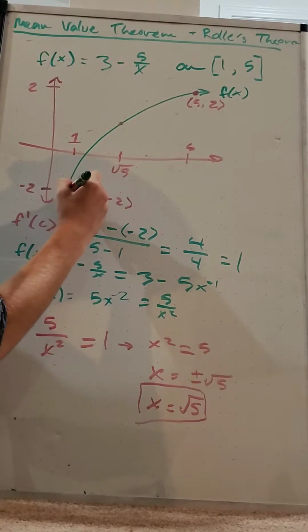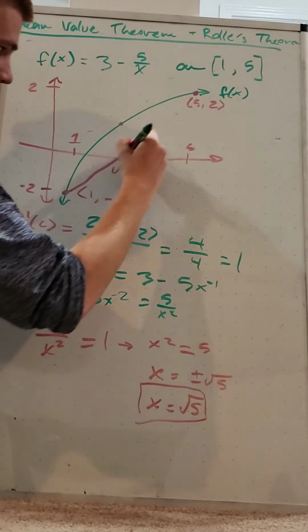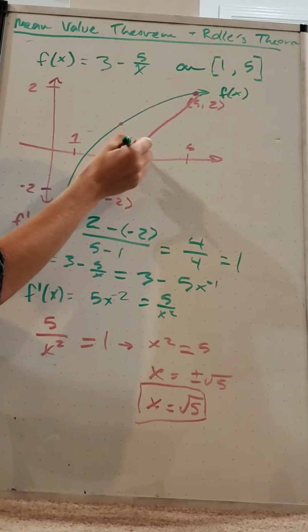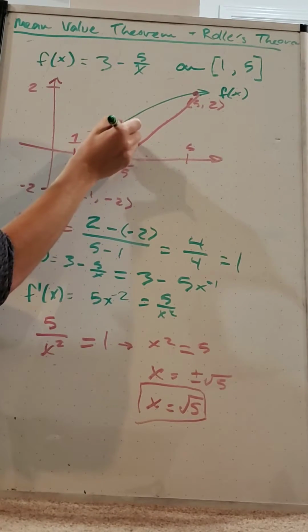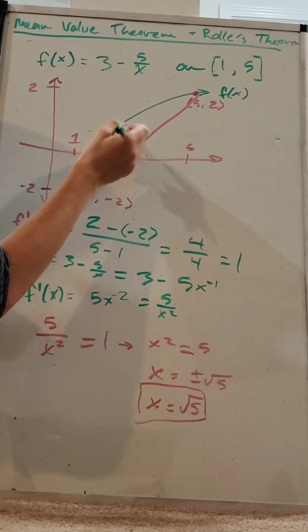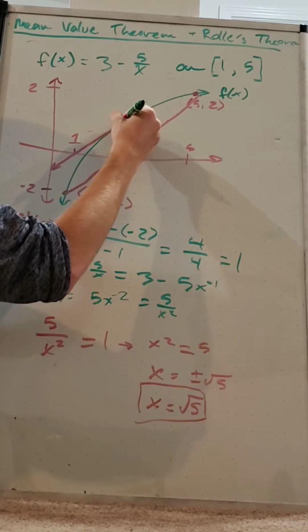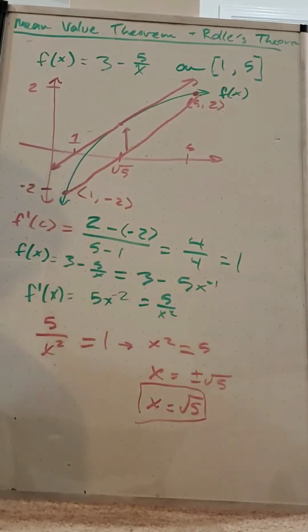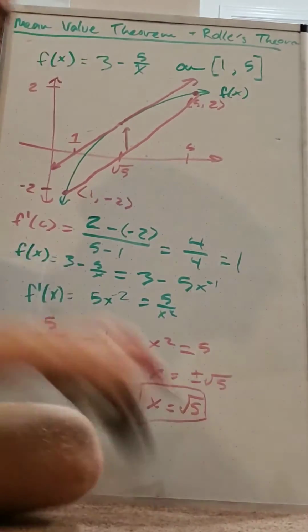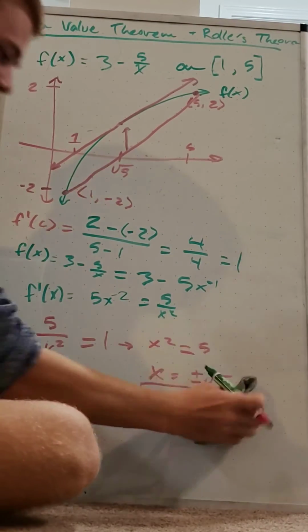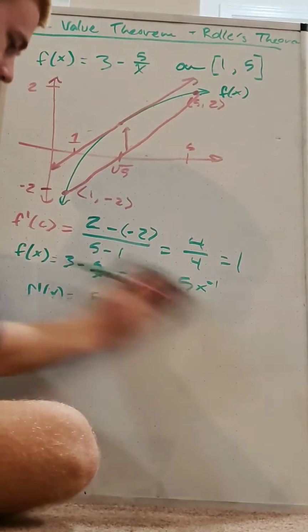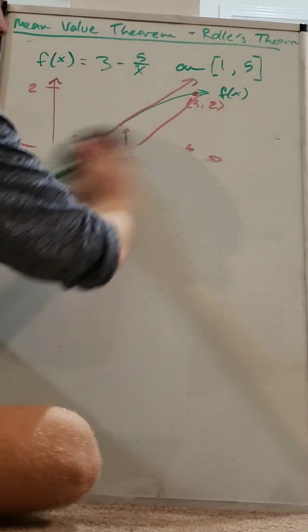We can see this by drawing a line between here, and if we slid this line up to where it meets the square root of 5, it would be tangent to this graph, right? And that's how we use the mean value theorem for that. And we'll do an example of Rolle's theorem, right?